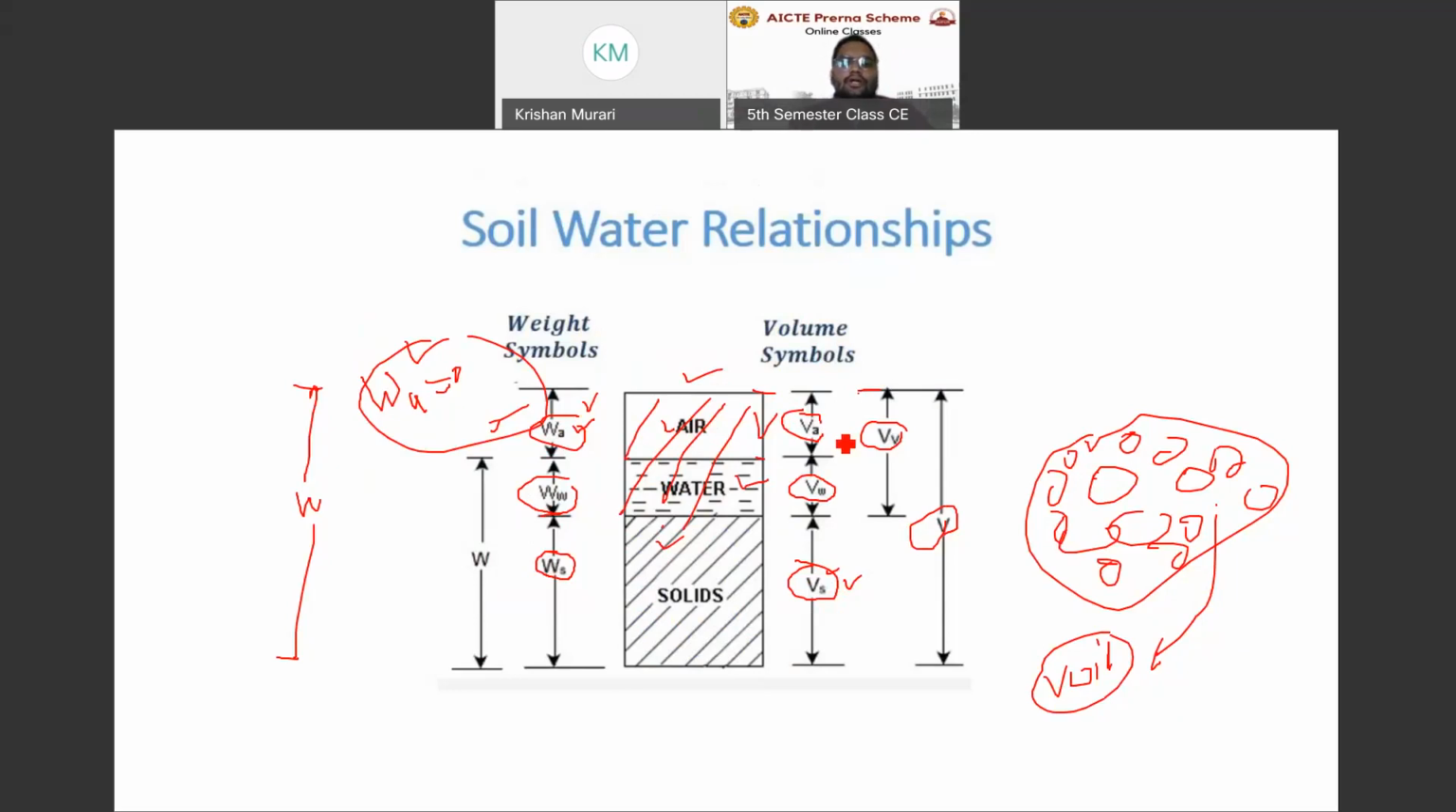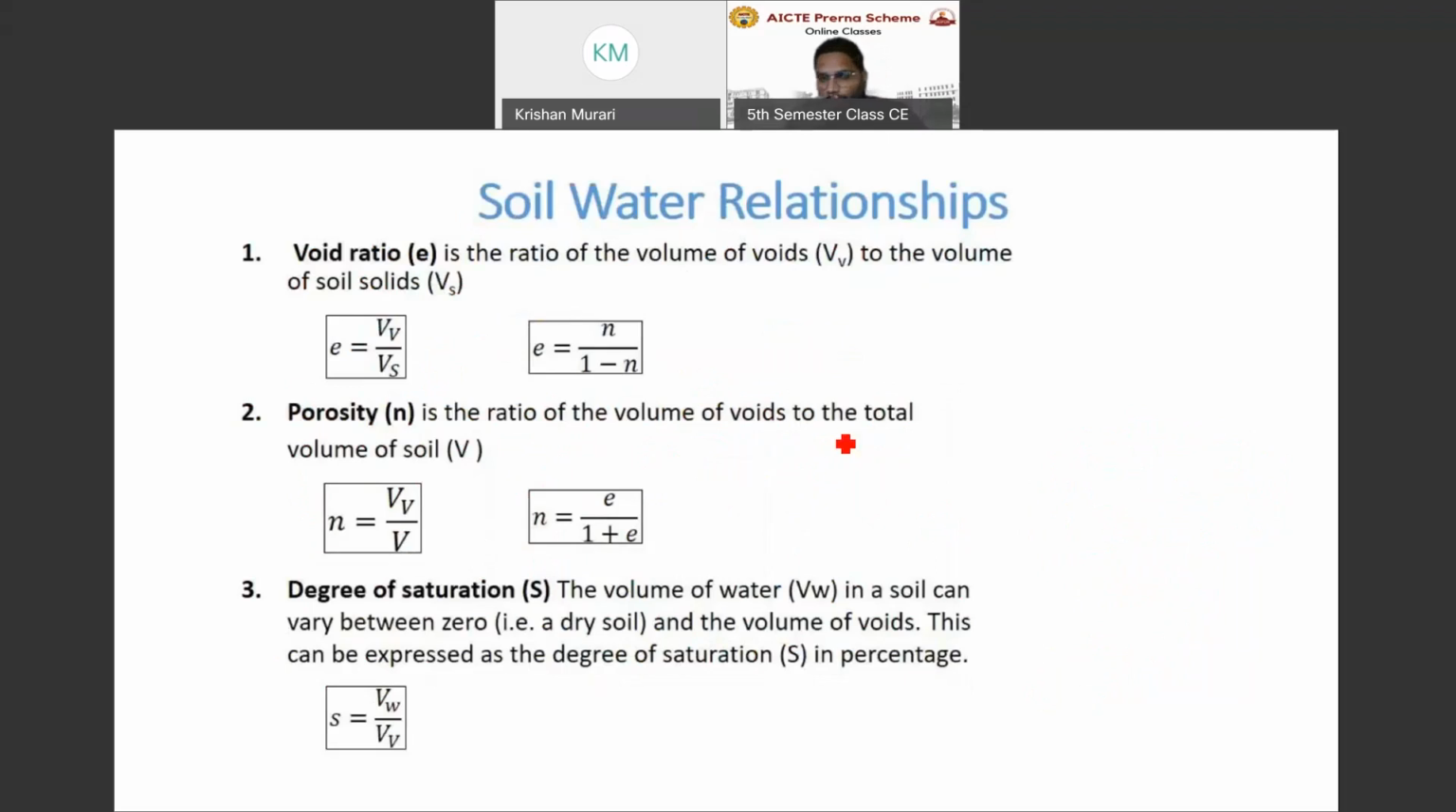So total weight is considered as the weight of water plus the weight of solid. Now we will discuss some soil-water relationships. Some terms are here. The numerical questions mainly come from this objective point of view, so we studied some relationships like that.